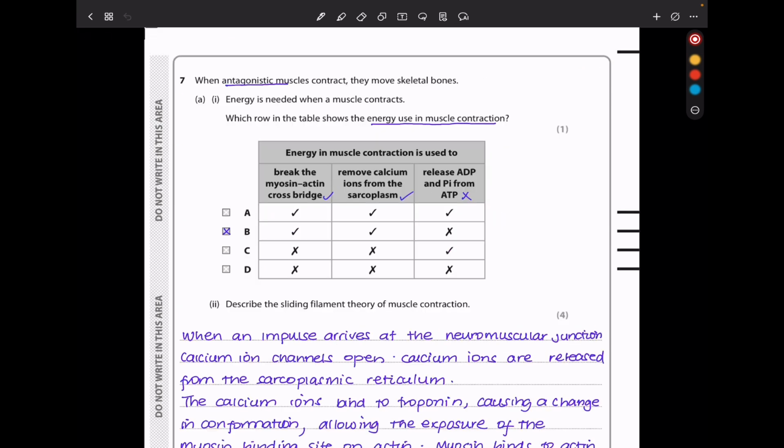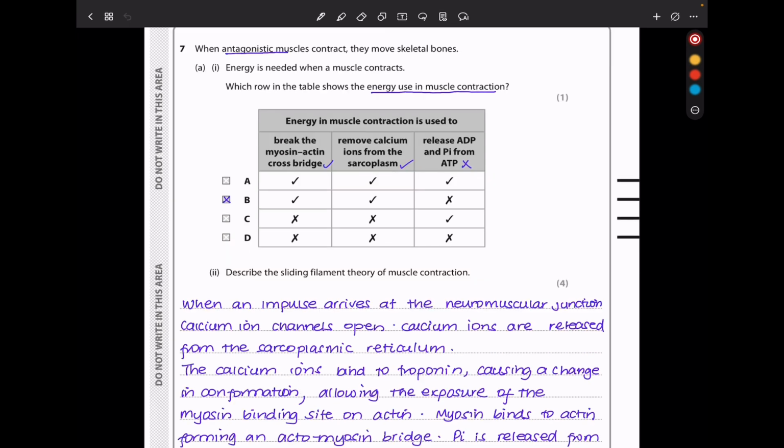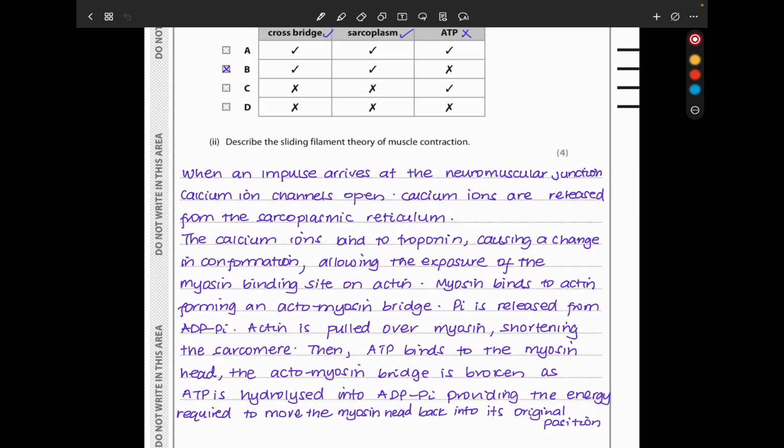In question 7, when antagonistic muscles contract, they move skeletal bones. Energy is needed when a muscle contracts. Which row in the table shows the energy used in muscle contraction? To break the actin-myosin bridge, we do need energy. To remove calcium ions from the sarcoplasm, yes, we do need energy. Release of ATP and Pi does not require energy, so the answer should be B.